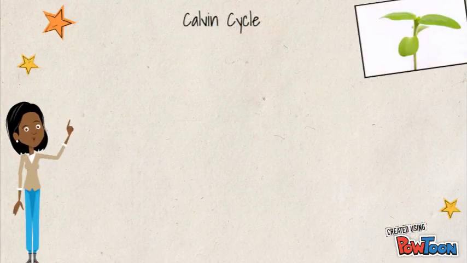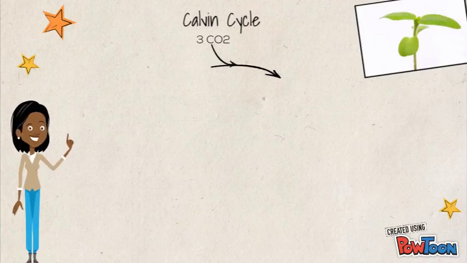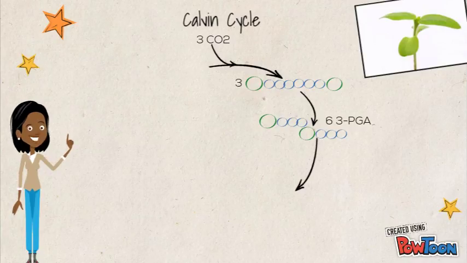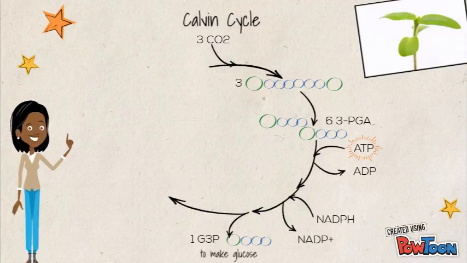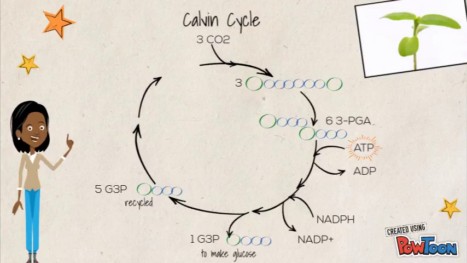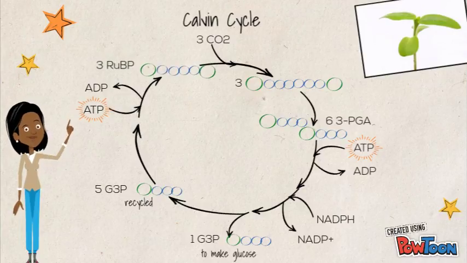The ATP produced in the light reaction is used for the Calvin cycle. 3 CO2s are taken in and combined with Rubisco. This is split up into 6 molecules called 3PGA. ATP and NADPH are used to change this into G3P, which is then used to build glucose. Only one G3P is used to make glucose, while the rest are recycled and made into RuBP.